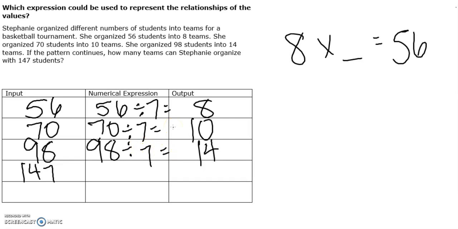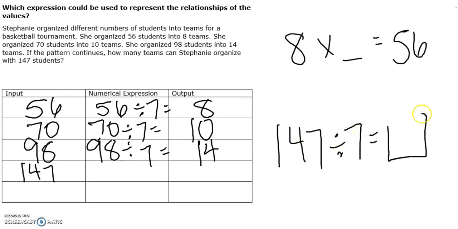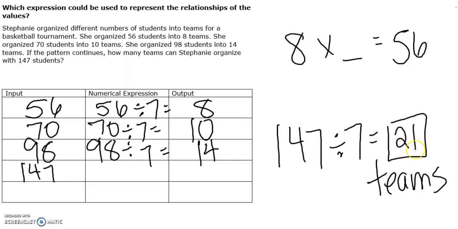So which expression could be used to represent the relationship of the values? What expression could be used to determine the number of teams she could create with 147 students? Well, if we continue the pattern, the numerical expression we could use would be 147 divided by 7 equals blank, and that would be the number of teams. When we divide 147 by 7, we get 21 teams. So we're going to complete the table. We have 147 divided by 7 equals 21.